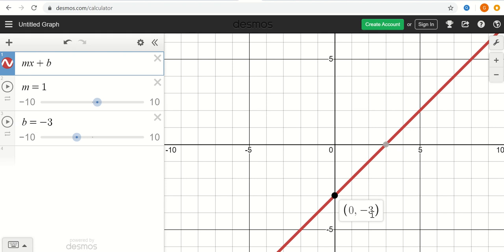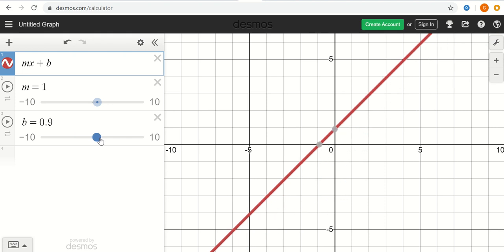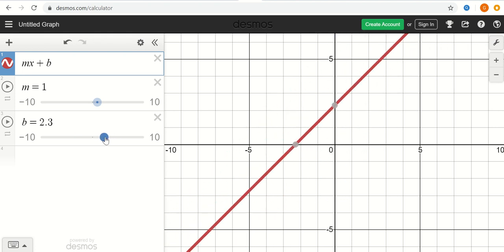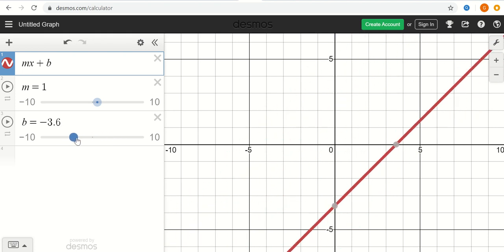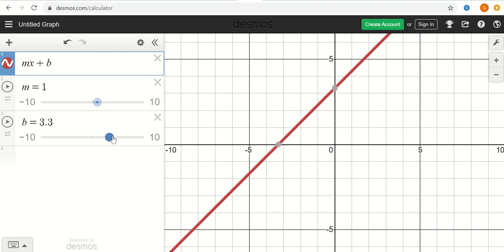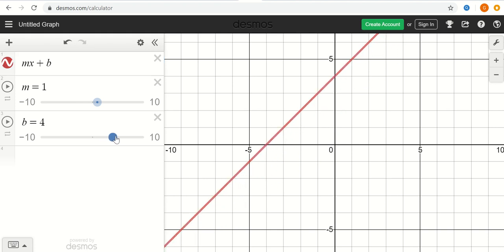Here we have a y-intercept of negative 3. If I want to simply shift this whole line up or down, all I have to do is change the b value. And I can change that b value with this slider here. So here I'm increasing the b value, and equivalently, we can see here the y-intercept has also changed.